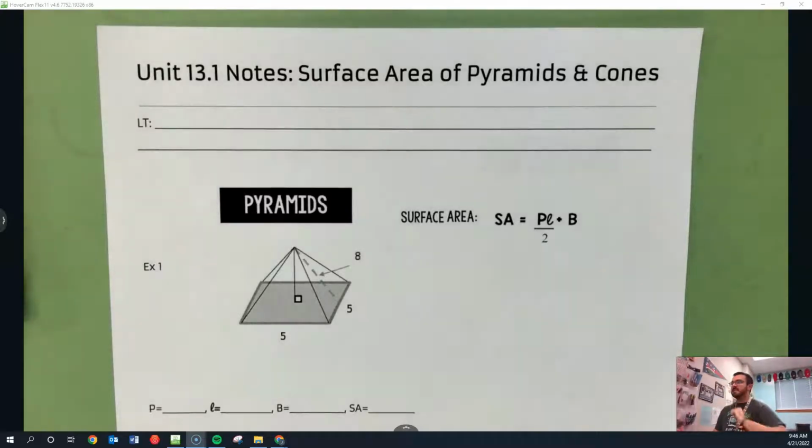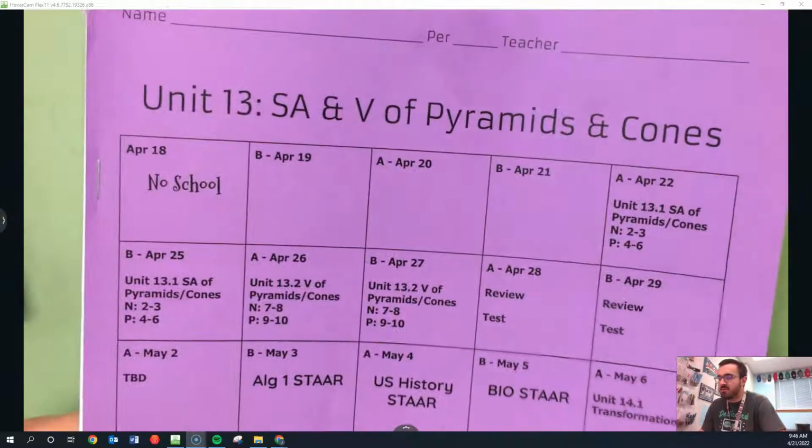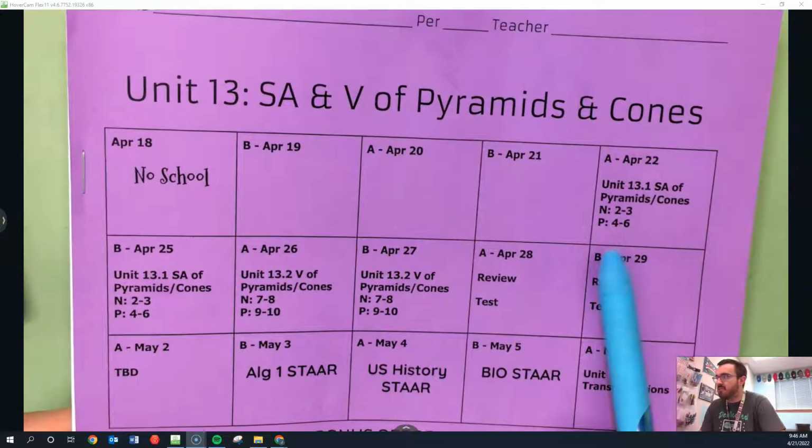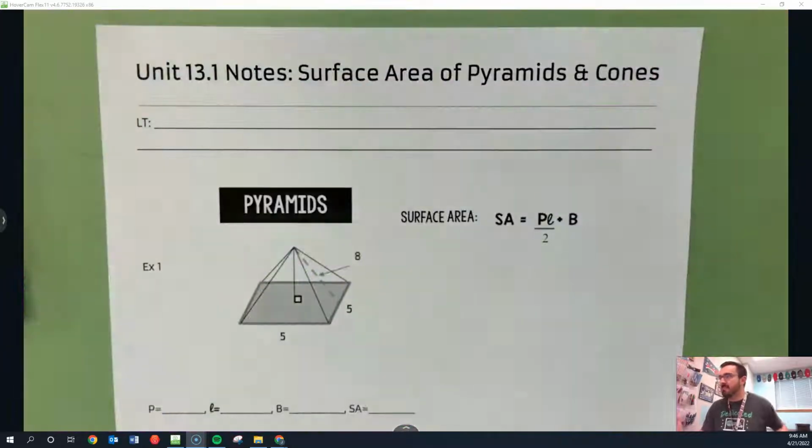What's up, guys? This is the Unit 13.1 notes in this packet. We are almost done with the school year, guys. We're getting pretty close. We only got one more packet after this. We're going to be on pages 2 and 3 today, 13.1.